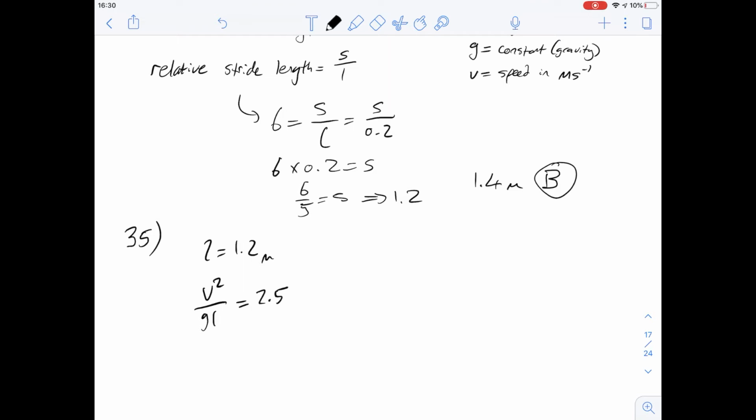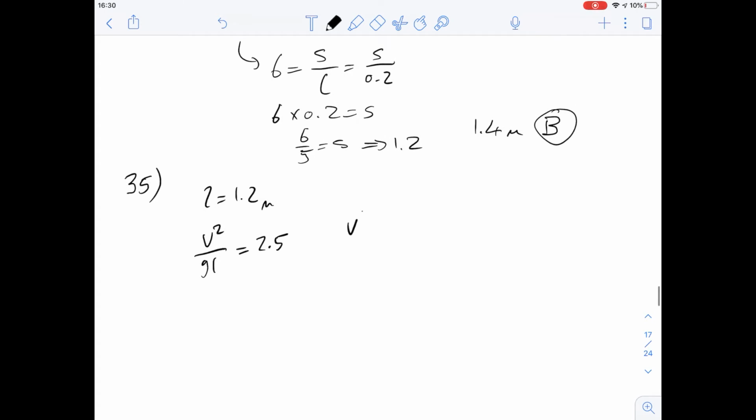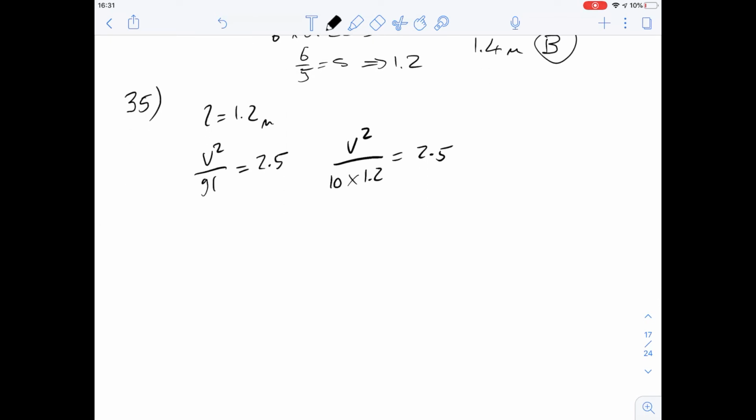The other unknown we need here is g, and we're told that in the example that's given for the ferret that g is 10 meters per second squared because it's a gravitational constant. So we've got all the numbers we need. We know v squared, which is what we're trying to find out, over 10 times L, which we're told is 1.2, is equal to 2.5. So then it's just a matter of solving this. So we've got v squared equals 25 times 1.2, so v squared equals 30.